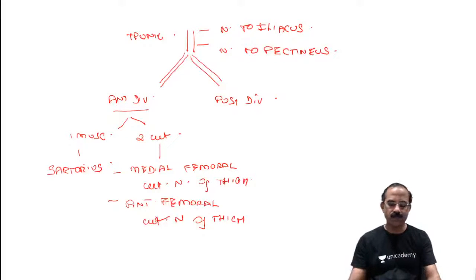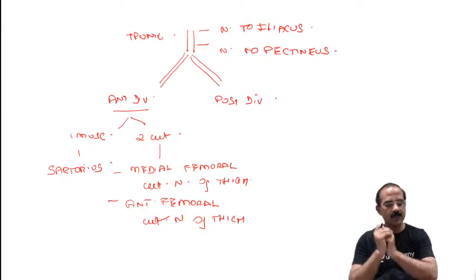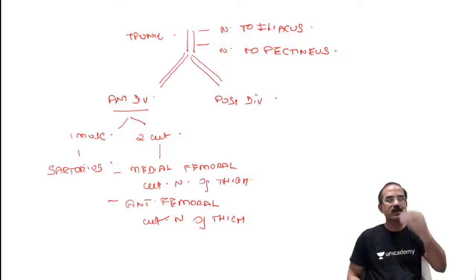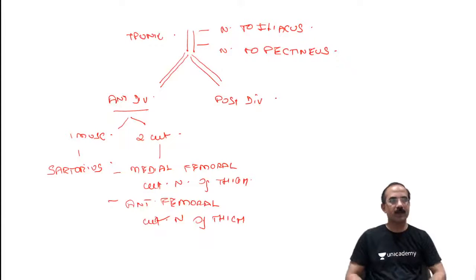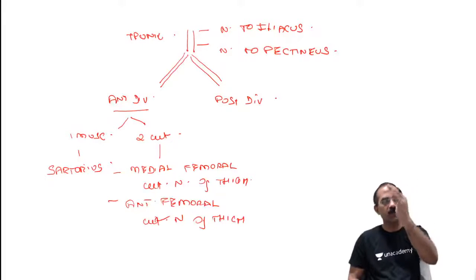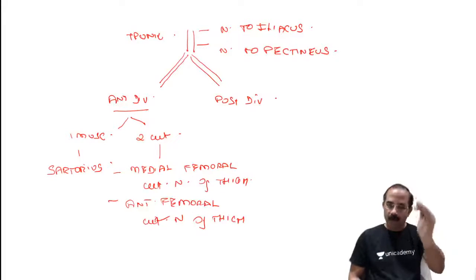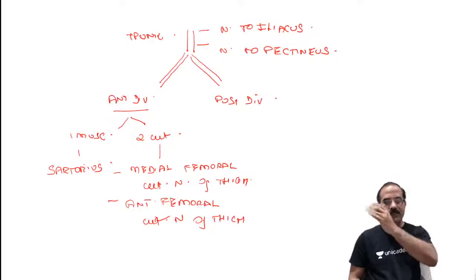So what are the branches of the anterior division of femoral nerve? It gives one muscular, two cutaneous branches. One muscular branch is given to Sartorius and two cutaneous branches. One is going to supply the skin on the medial aspect of the thigh and the other one is going to supply the skin on the anterior aspect of the thigh. So that is the medial femoral cutaneous nerve of thigh, anterior femoral cutaneous nerve of thigh.